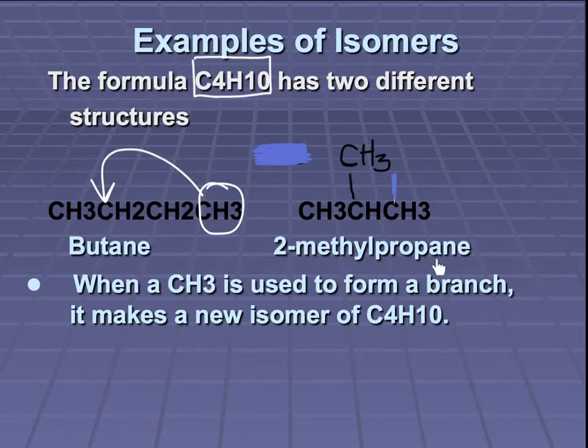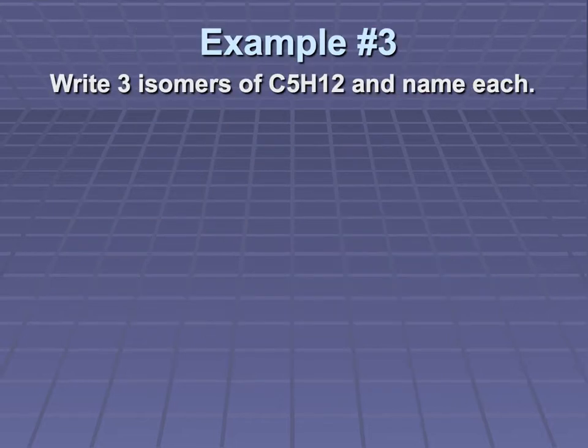2-methyl propane, because the chain is 3 carbons long. Okay, so that is what an isomer looks like. All right, so now I want you to draw 3 isomers for C5H12, and you have to name each one.